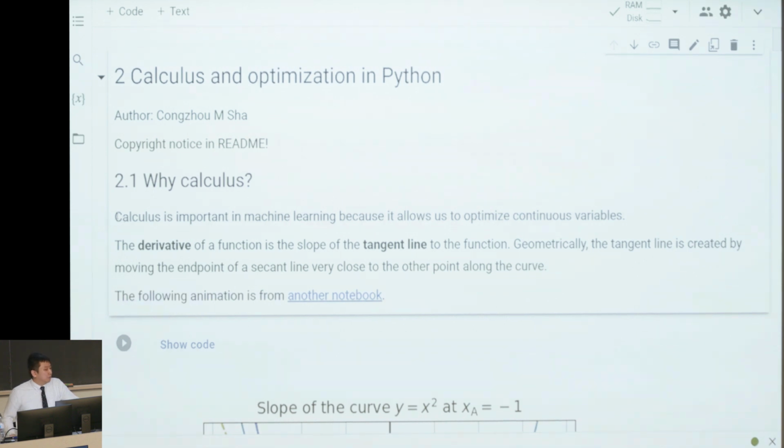When we create models in machine learning, we often need to refine or train them to determine what parameters to use for the model. Calculus is how we approach this problem. To review, the derivative of a function is the slope of the tangent line to the function.